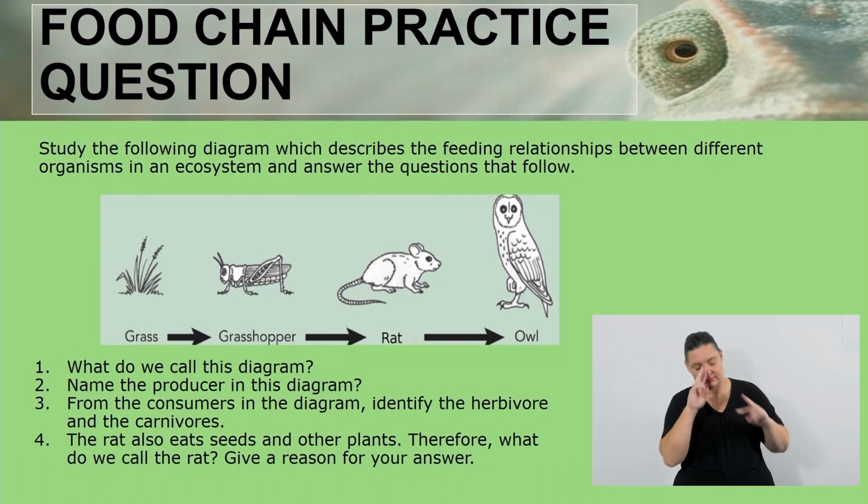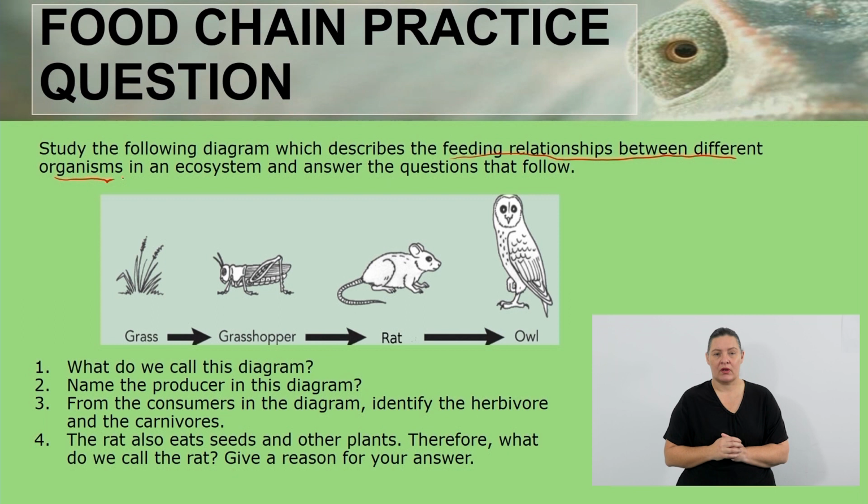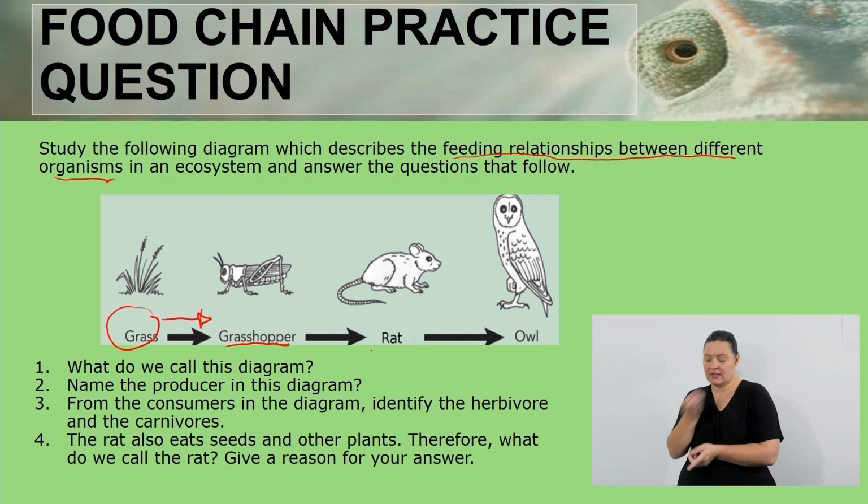Right, this is our last practice activity. Now here we are going to have to study the diagram which describes feeding relationships between organisms in an ecosystem, and then answer the questions that follow. Now let us look at this picture. We have grass that is being eaten by the grasshopper. If you remember, we said arrows show what is being eaten and where the energy is being transferred to. So grass being eaten by grasshopper. The grasshopper is being eaten by the rat, being eaten by the owl.